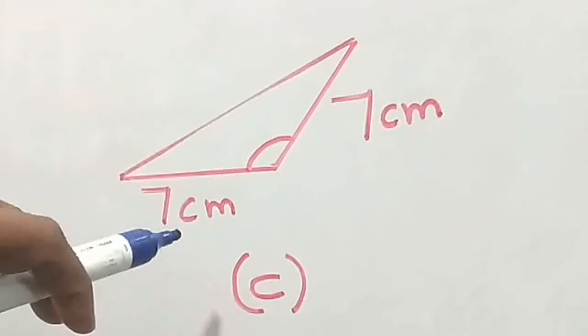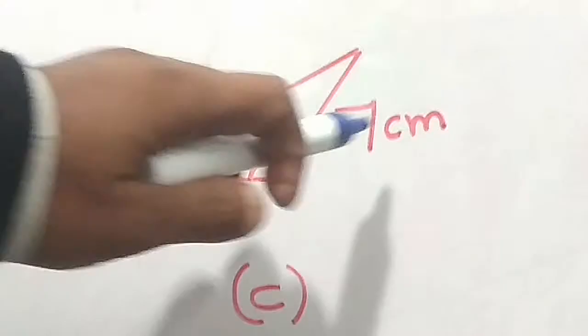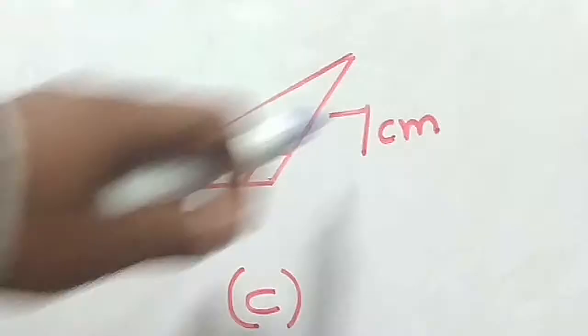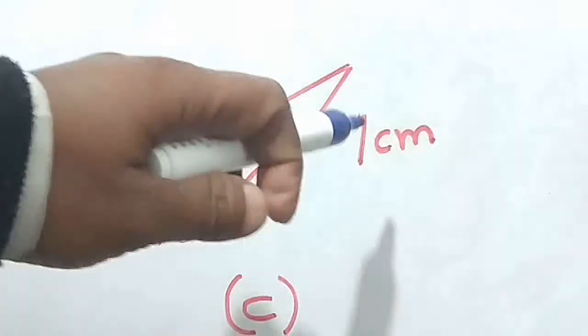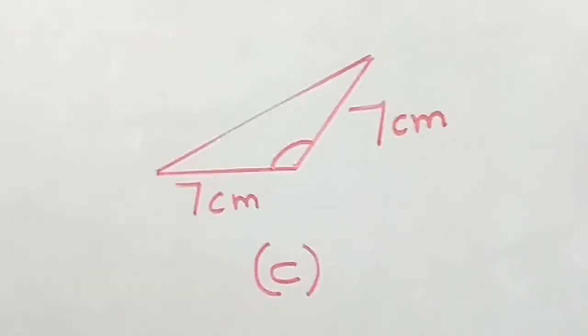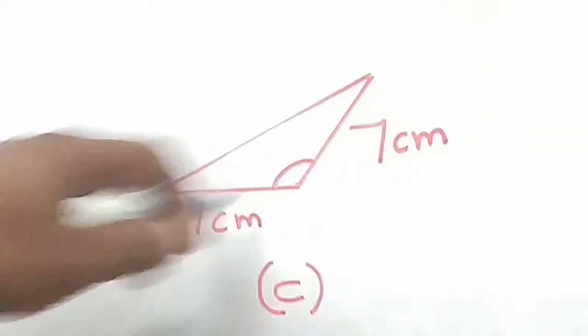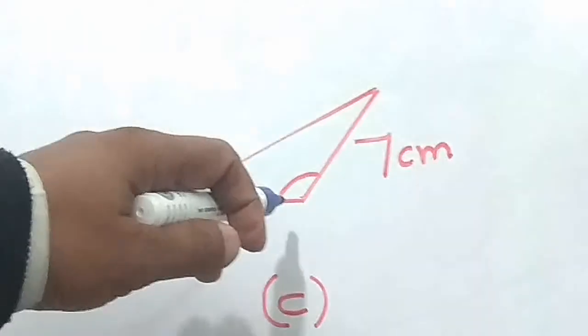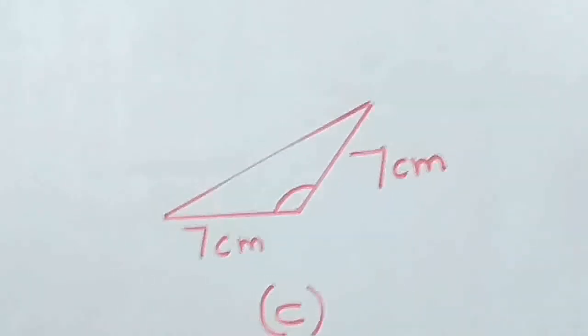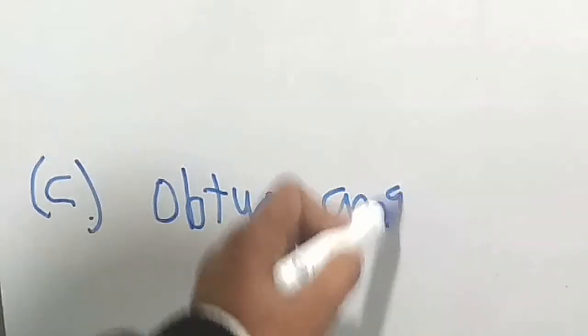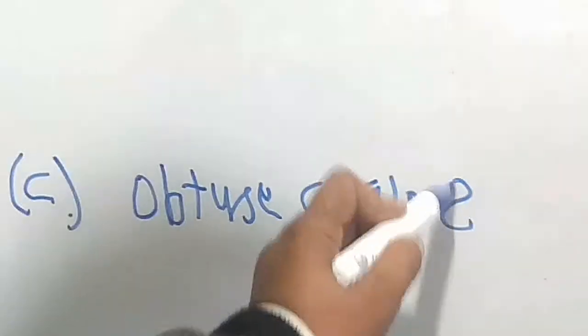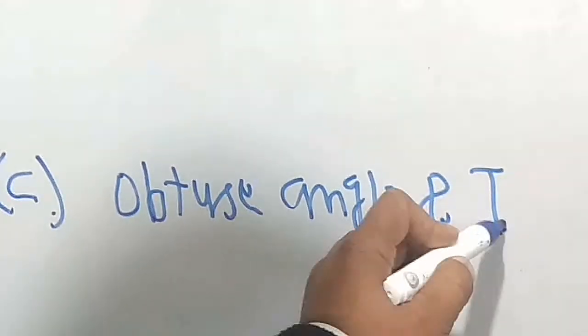Figure C. In this figure, the measurement of these two sides is same and this third one is different. And one angle is more than 90 degrees, so it is an obtuse angle triangle. So we can write here obtuse angle and isosceles triangle.